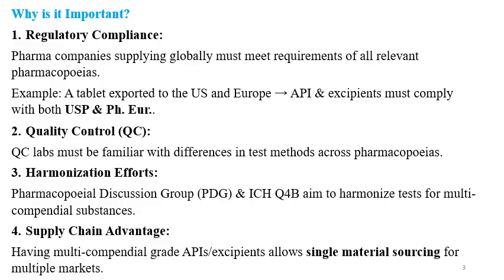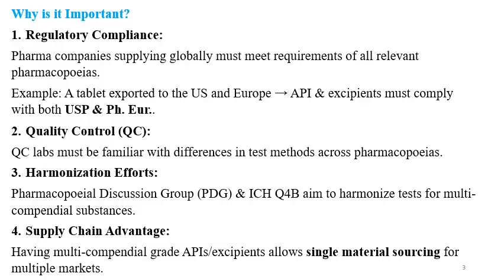So, regulatory compliance: pharma companies supplying globally must meet the requirements of all the relevant pharmacopoeias. For example, for a tablet exported to US and Europe, the API and excipient must comply with both USP and PHUR. Then quality control: the QC lab must be familiar with differences in test methods across the pharmacopoeias. It will be easy for the QC and QA to comply.